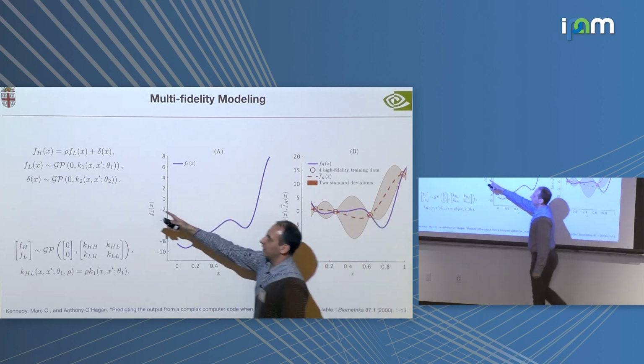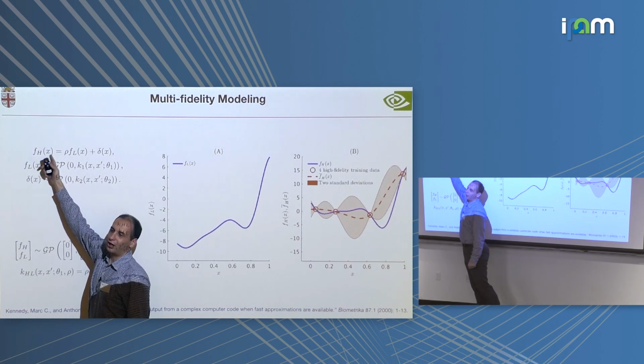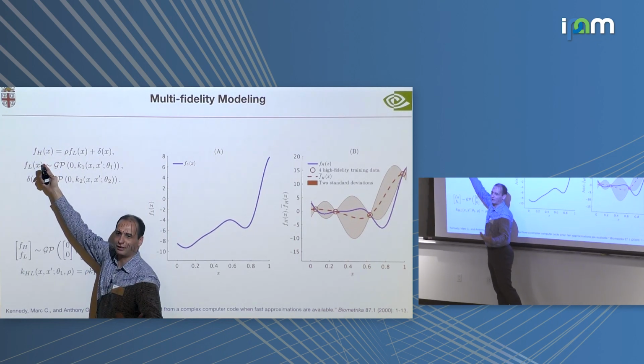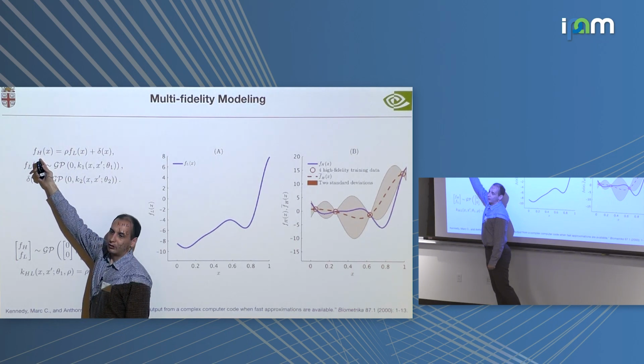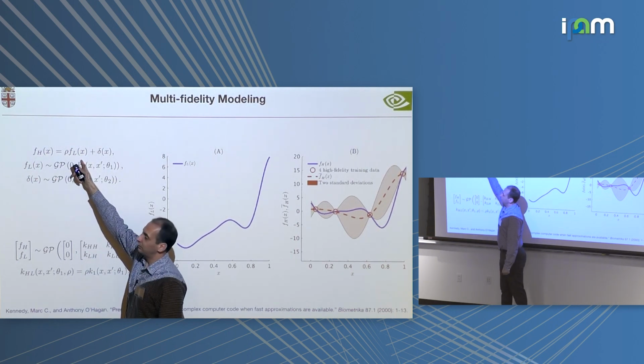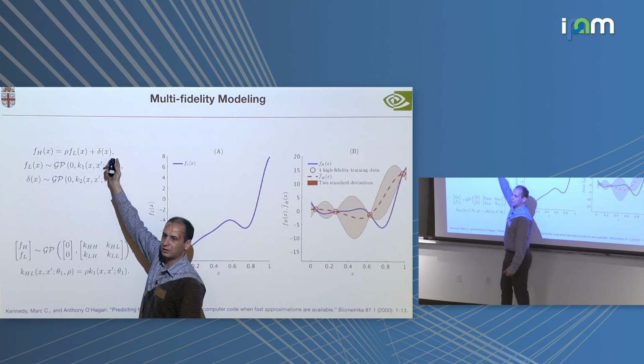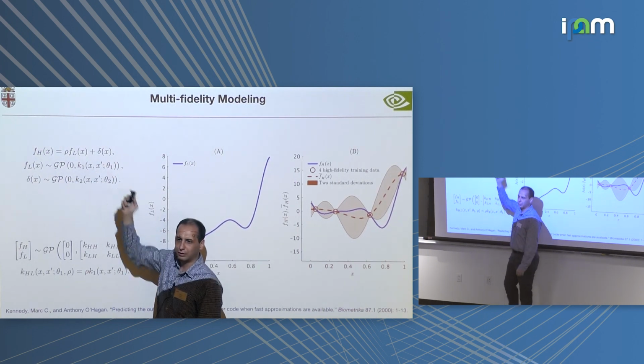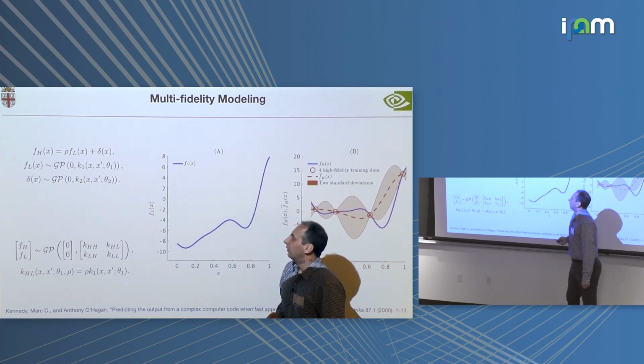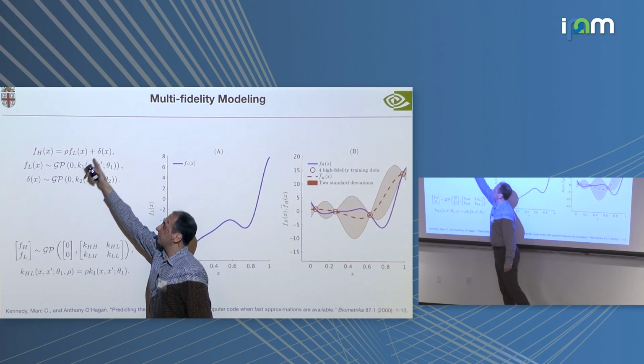We are going to write a model. We say the high fidelity, this is an assumption. This is a prior assumption that we have to make. We make a prior assumption that the high fidelity is a linear combination of the low fidelity plus some noise, plus some correction. And both of them are Gaussian processes, this guy and that guy.